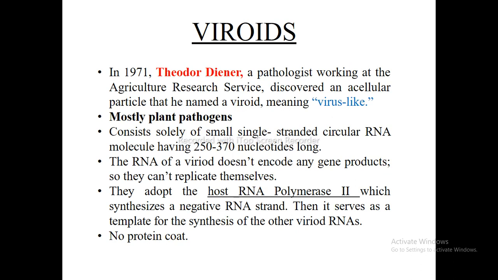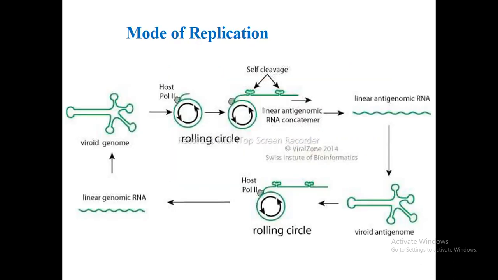These viroids don't code any gene products, and they cannot replicate themselves. They depend on host RNA polymerase 2, which synthesizes a negative strand RNA, and this negative strand RNA serves as a template for synthesis of other viroid RNAs. There is no coded protein as such. It's just simple single-stranded circular RNA which is naked. This is the mode of replication of viroids.